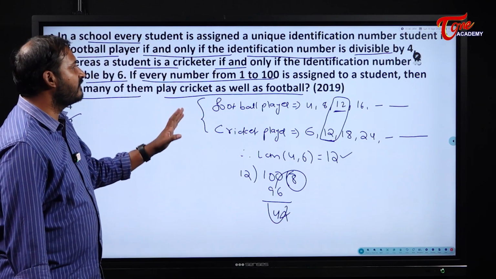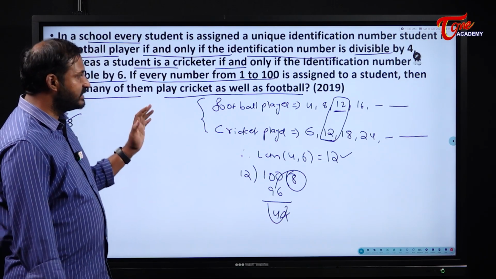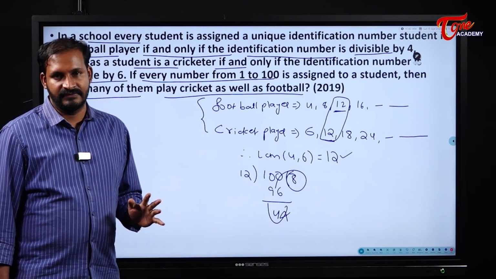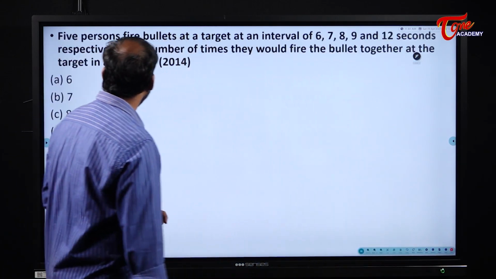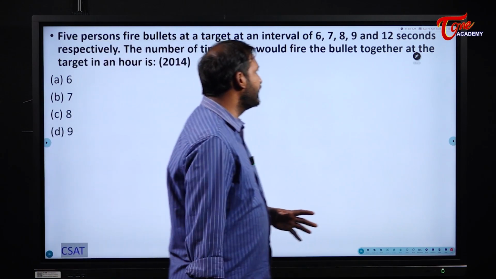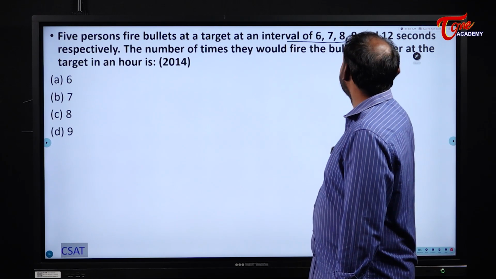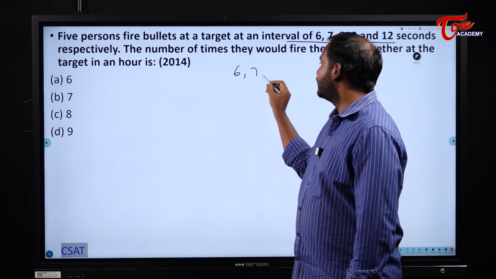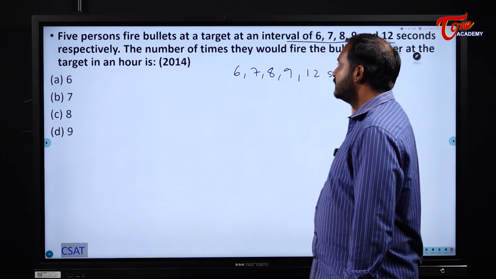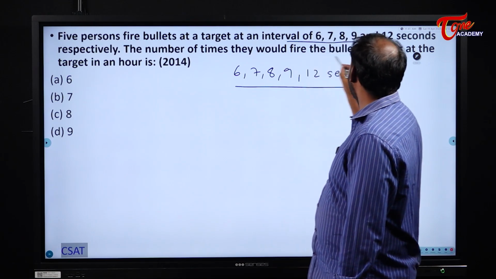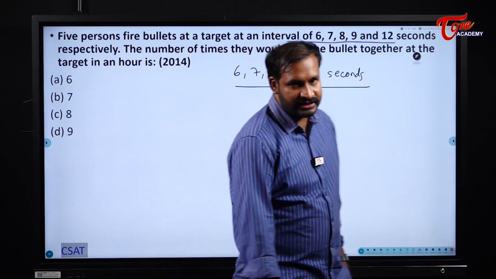This is an application of our LCM and HCF, students. Directly the question is not from LCM and HCF, but this is an application of LCM and HCF. Understood? Right. Next one. See here, 5 persons are firing bullets at a target at an interval of 6, 7, 8, 9 and 12 seconds. The number of times they would fire the bullet together at the target in an hour is. This is the question they asked for us.